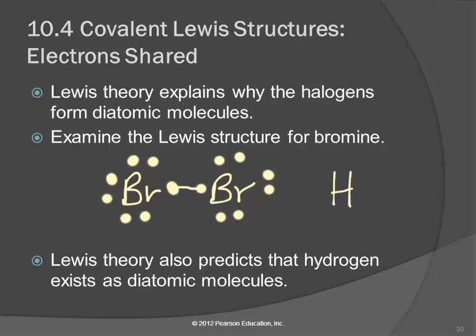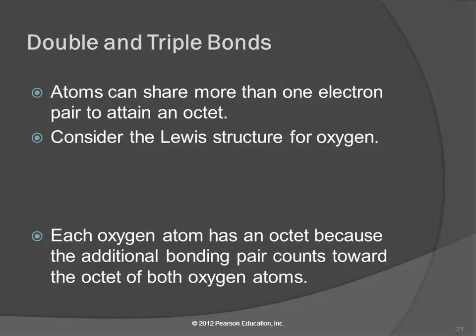So hydrogen, each hydrogen has 1 measly electron, but if they get together and share, then they each have a duet, right? And hydrogen doesn't have real high aspirations. He's just trying to be like helium. He couldn't handle 8 electrons even if you gave it to him. He's just too small. It'd be a giant jacket on him or something. So that's atoms sharing a pair of electrons.